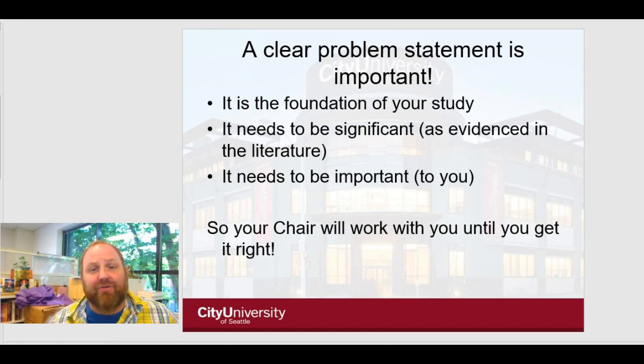Until you have a chair, you can work with the doctoral faculty. They know what a problem statement is supposed to look like, so they can help you with that process.